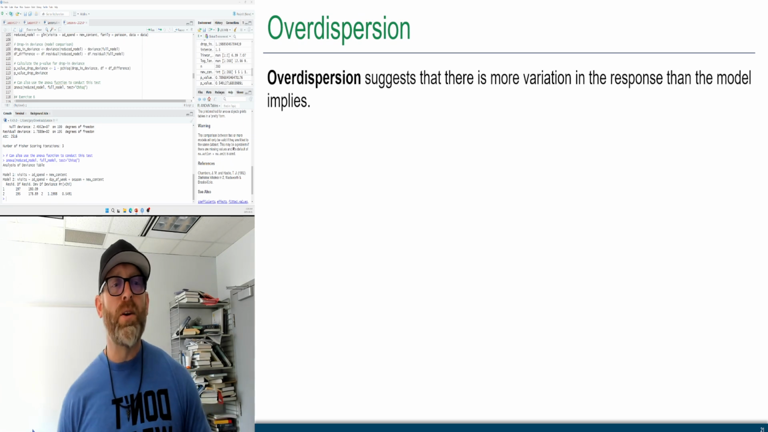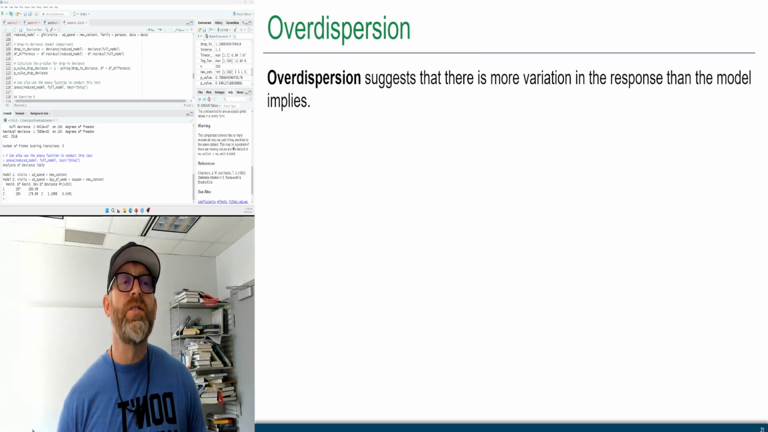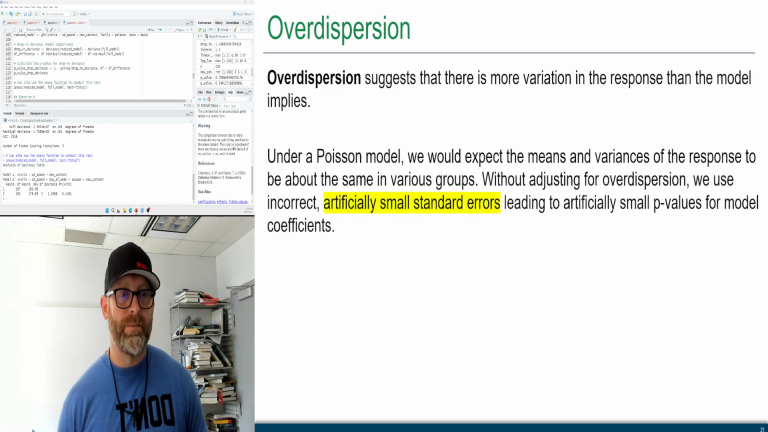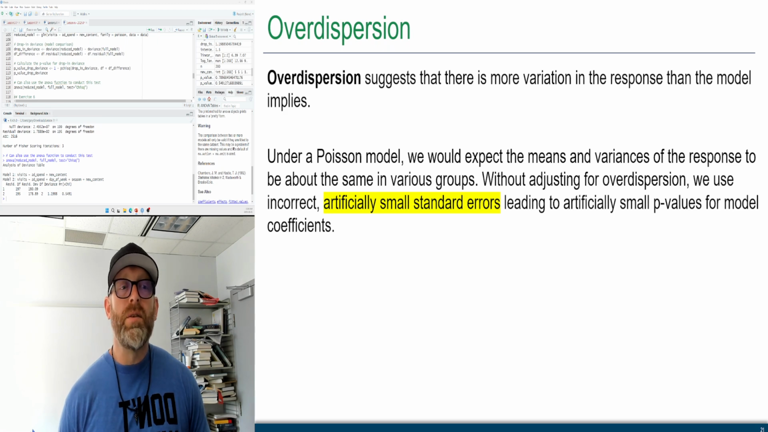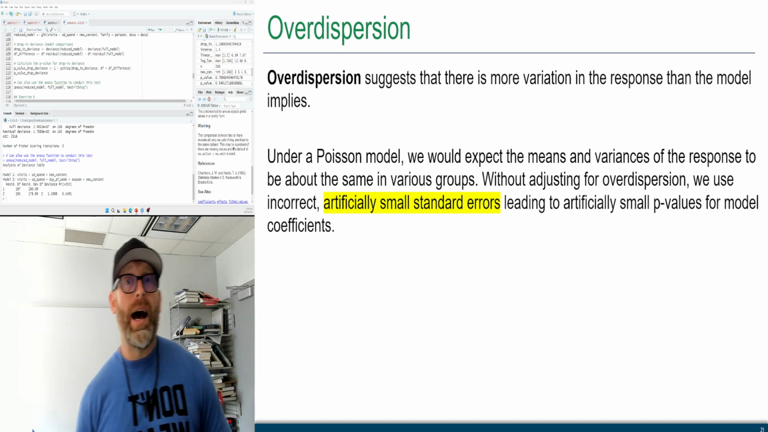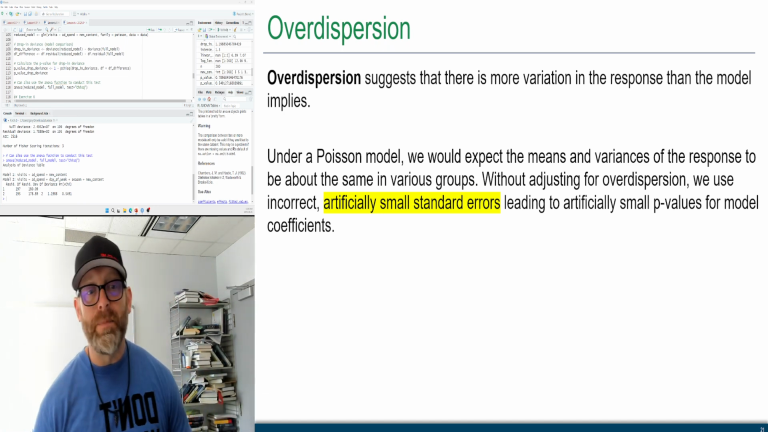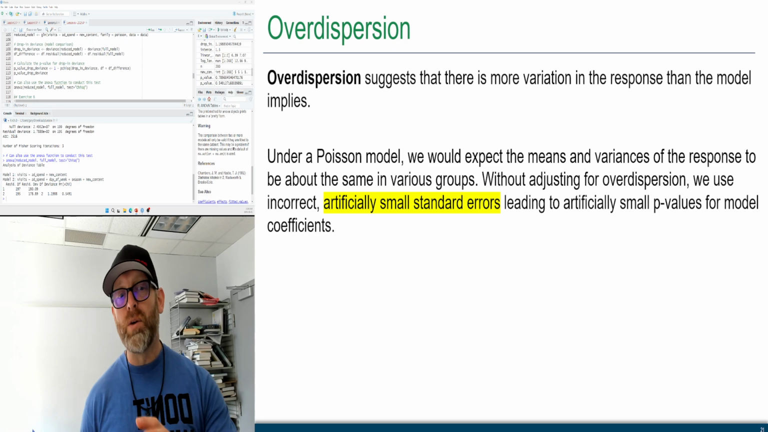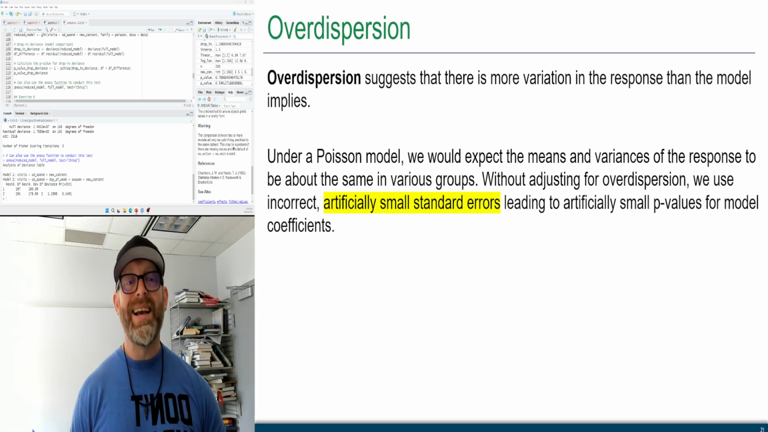So just a little bit about overdispersion. Overdispersion suggests that there is more variation in the response than the model implies. Again, lambda is equal, or the mean is equal to the variance. So under a Poisson model, we would expect the mean and variance of the response to be about the same in various groups. If we grouped our data together, maybe by age range, and looked at, okay, for this group, what is the mean, what is the variance? That should be the same.